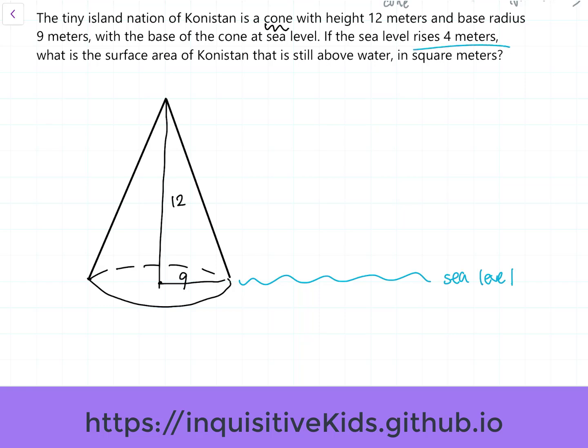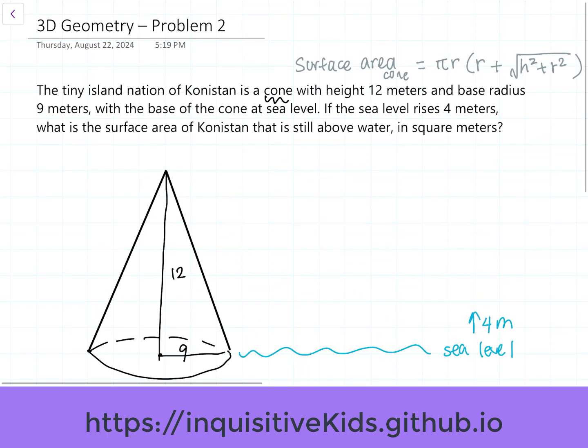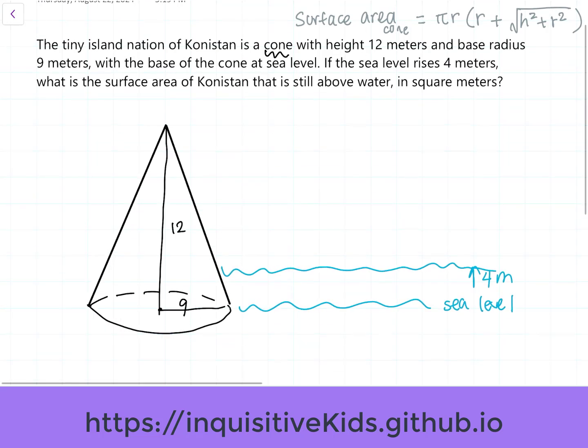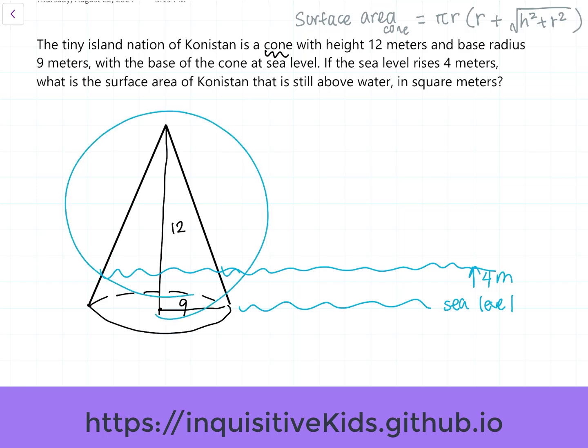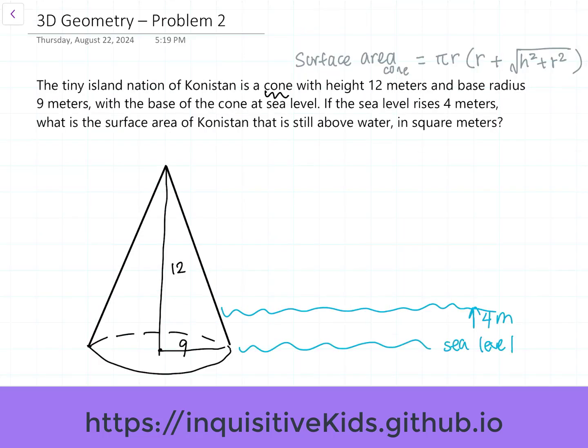And now we have another motion here. We're saying that if the sea level rises 4 meters, so if the sea level became at here, what would be the surface area of Afghanistan that is still above water? So it's still going to be a cone, but the parts of the cone that is above water, what is the surface area of that? Well, we know how to find surface area of a cone. And mind you, we were talking about the surface area that is above water. So in the end, we're going to have to subtract the base area of the small cone. And we can draw a small cone like that to show the smaller island after the water goes up.